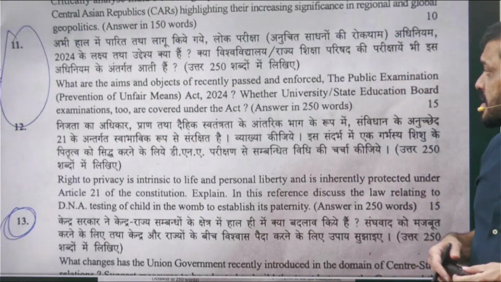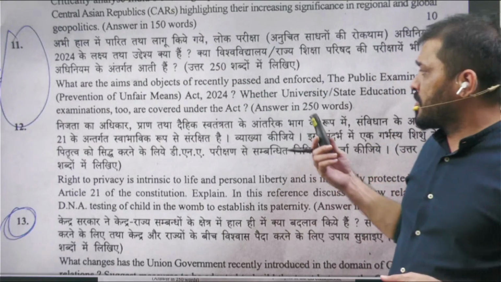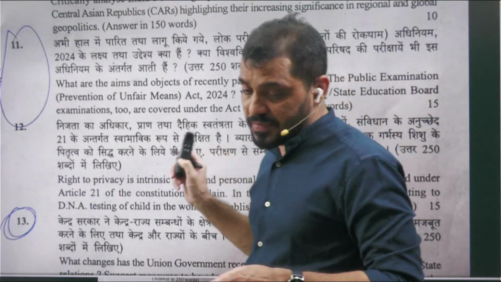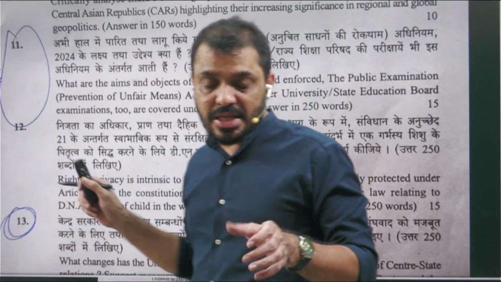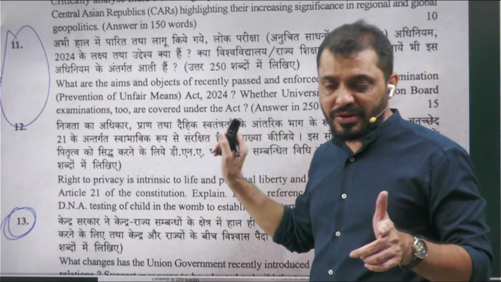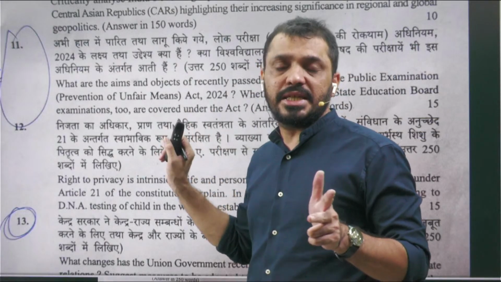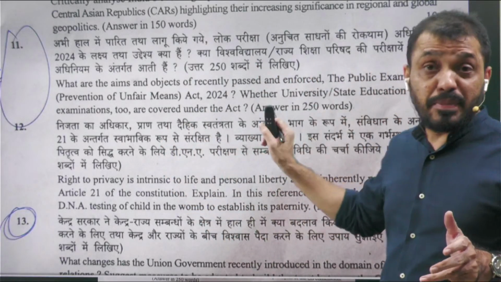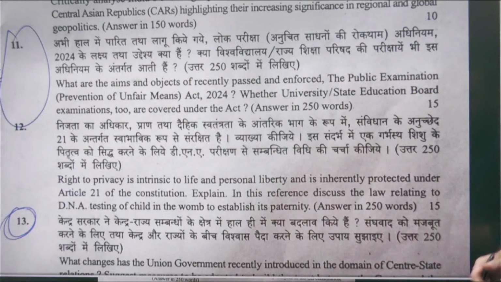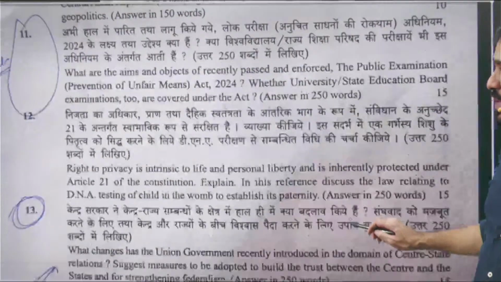Not exactly the University Education Board. So here you have to write which boards come under this: the RRB, Railway Recruitment Board, comes under it, the Staff Selection Board comes under it, UPSC comes under it, and State Public Service Commission boards also come under this. So typically, not exactly the University Education Board examinations.